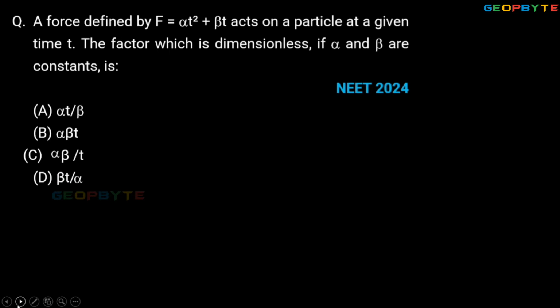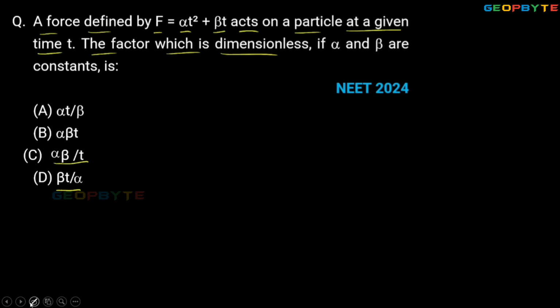Look at another important question. Try to read it clearly. It is asking like this: a force defined by F equal to alpha t square plus beta t acts on a particle at a given time. The factor which is dimensionless, if alpha and beta are constants. Among the given options, which quantity is having no dimensions? You are asked to decide the dimensionless quantity. So look at the options: A, alpha t by beta; alpha beta; alpha beta by t; beta t by alpha.